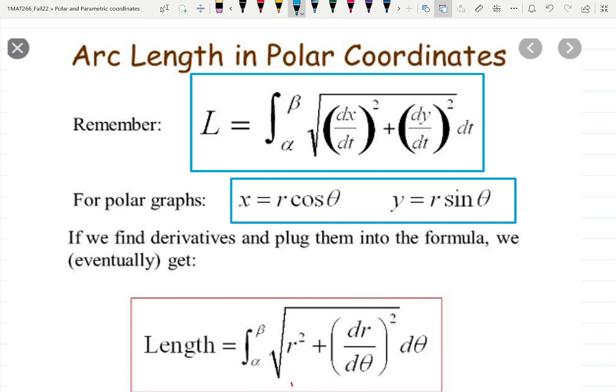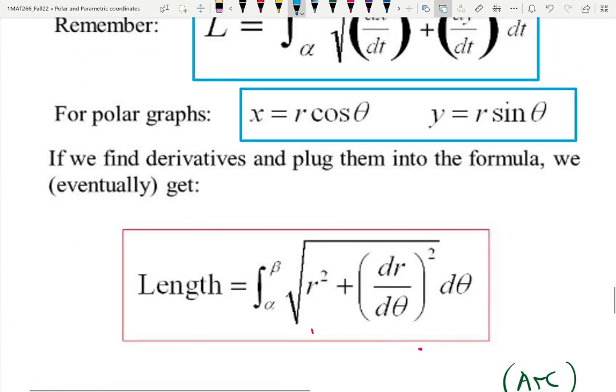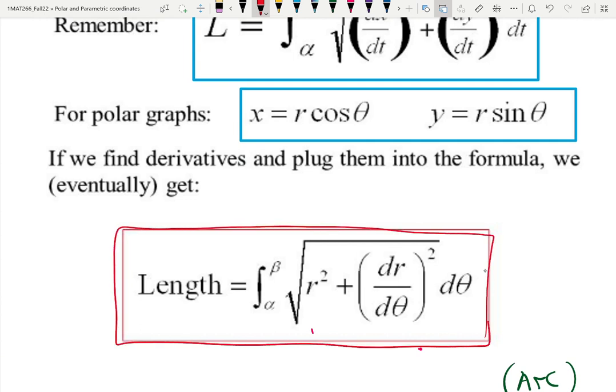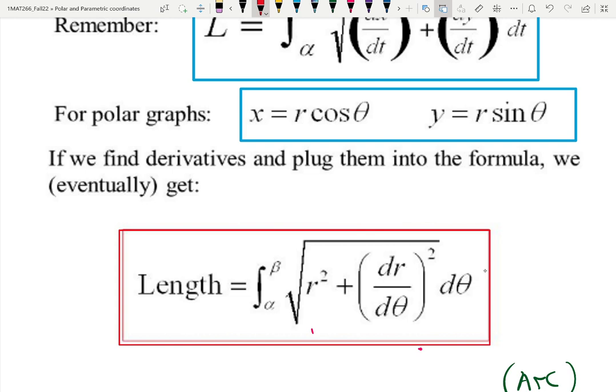If you factor out r and simplify, eventually we get this formula. And unfortunately, we're not going to give you this formula on a test. Instead, we're going to ask you to find arc lengths in polar, so you need to know this formula: a gigantic square root of r squared plus the derivative of r squared. That's the difference. And we're going to do an example on that. Examples are not very complicated. I think the complicated part is actually remembering the formula.